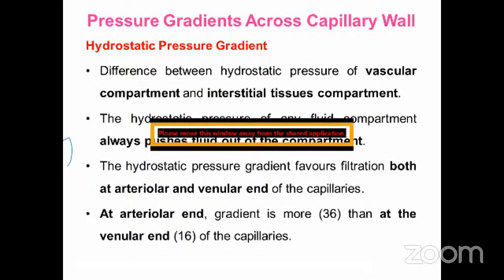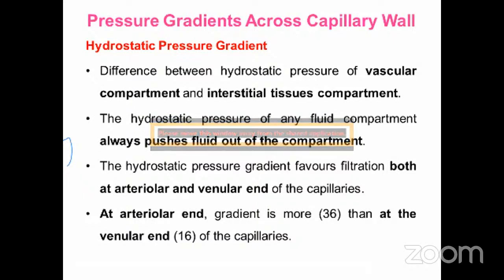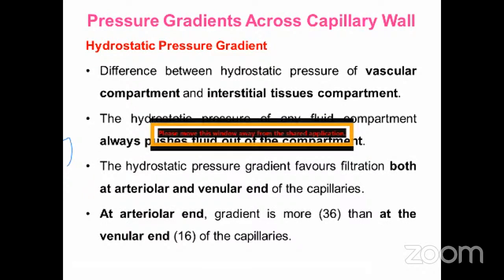So there is a difference between the vascular compartment and the interstitial fluid compartment. This pressure is also present in the interstitial tissue. The difference between these two creates the gradient. The hydrostatic pressure in the vascular compartment always tends to push the fluid out of the capillary. The hydrostatic pressure gradient favors filtration at both the arteriolar end and the venular end, because it always pushes fluid out of the capillary.